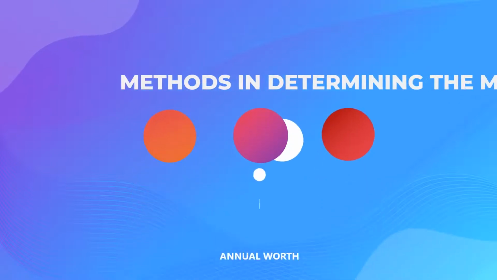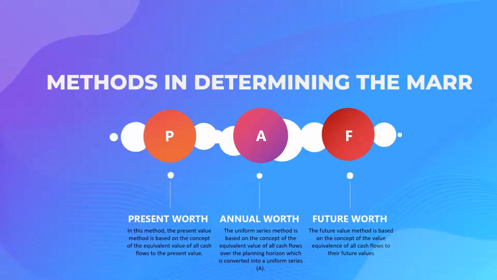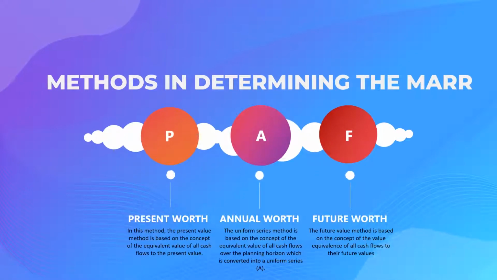The following are methods used in determining the minimum attractive rate of return value. 1. The present value method, or present worth. The present value method is based on the concept of the equivalent value of all cash flows to the present value.